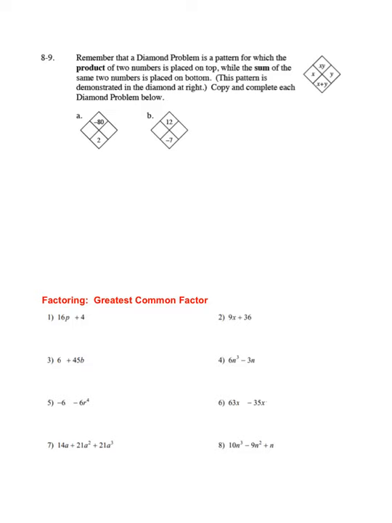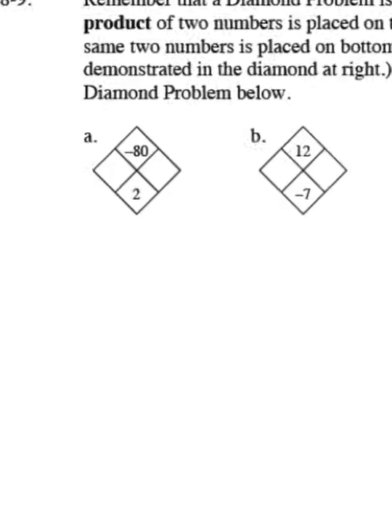Today we're going to be learning factoring. I want to do a quick reminder of the diamond pattern. The diamond problems are where you try to find two numbers, one that's going to multiply to make that top number, and the two numbers need to add to make that bottom number. So I'll do problem A and you'll do problem B.